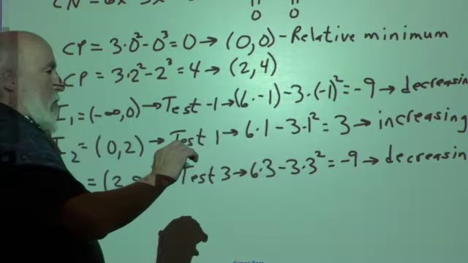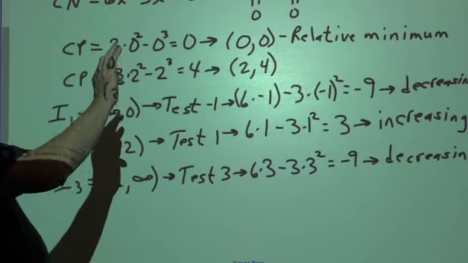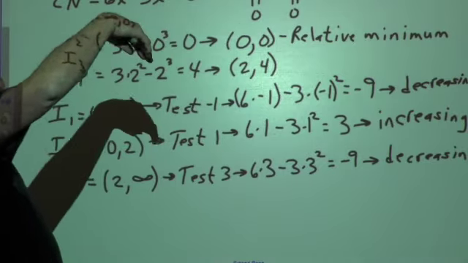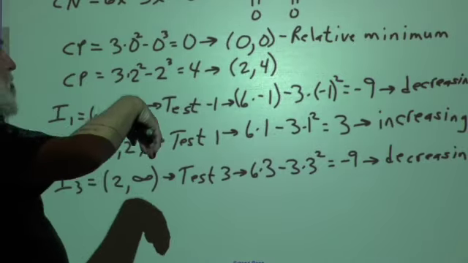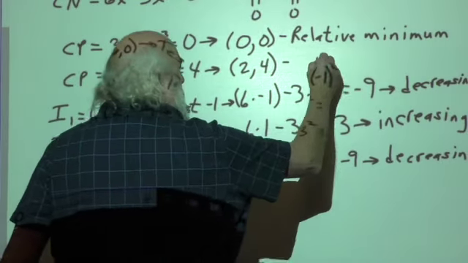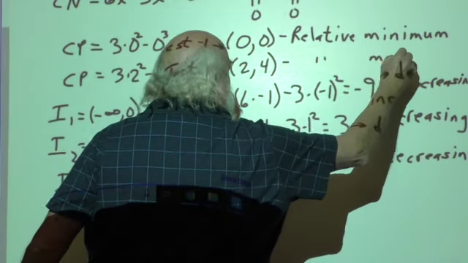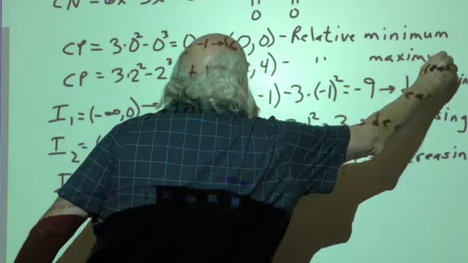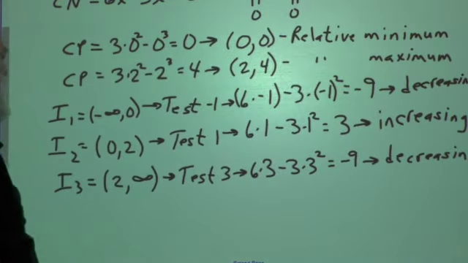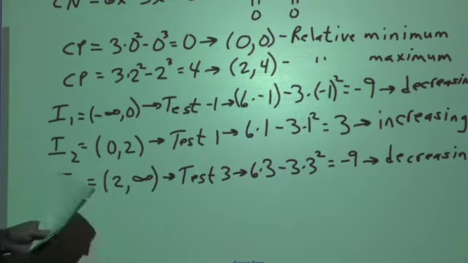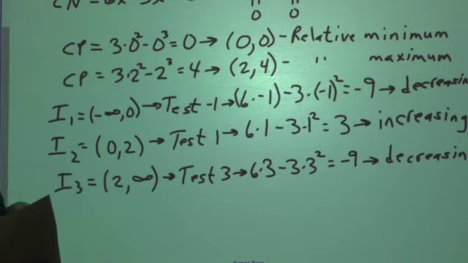So now your curve is increasing, and then it's going to start decreasing. So the top of the roller coaster there is your relative maximum. And that's how you do 2 intervals, or 3 intervals for 2 critical points.